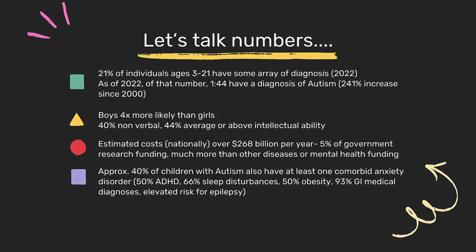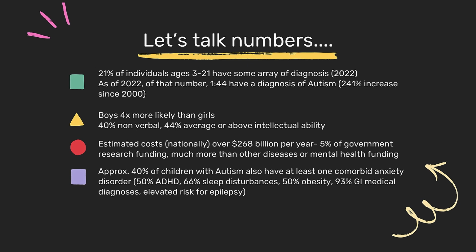This is what our classroom looks like today. Boys are 4 times more likely than girls to have an autism diagnosis. 40% of students with autism are nonverbal or nonvocal, and 44% have an average or above average intellectual ability. Take a minute to marinate in that fact. Our students in specialized programs, our students in self-contained classrooms, the students that are in an integration model, or even worse, a completely self-contained model, 44% have average or above average intellectual ability and may not be able to tell us.